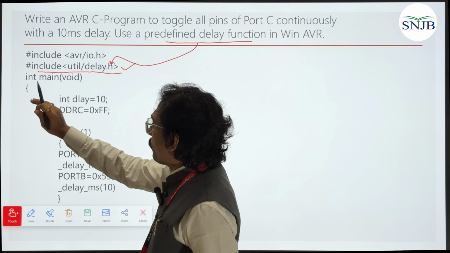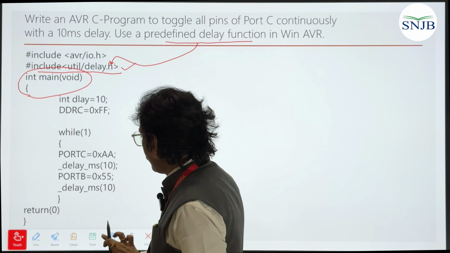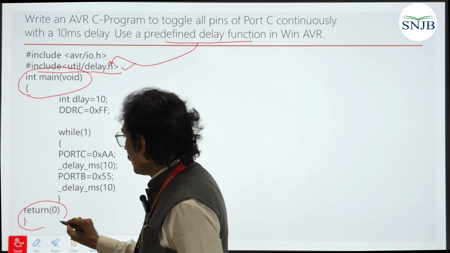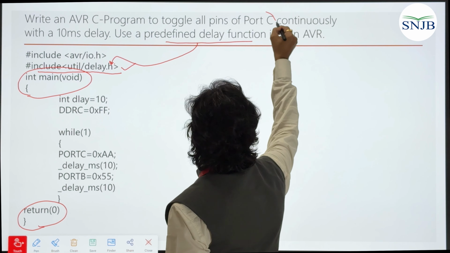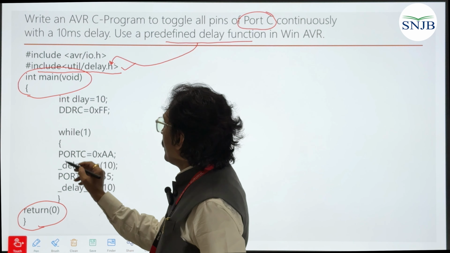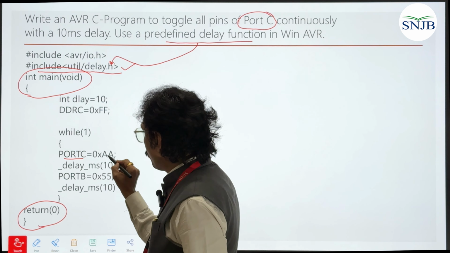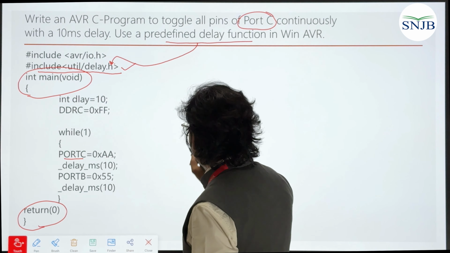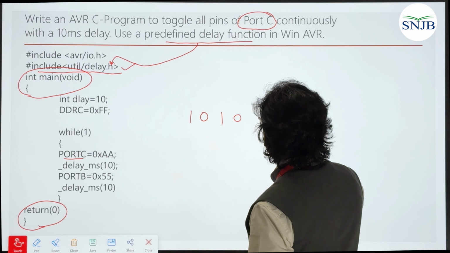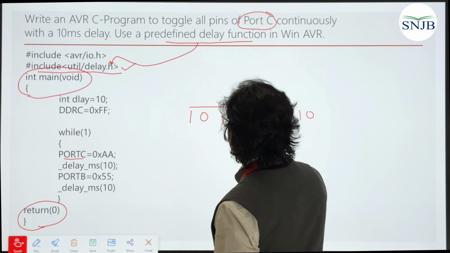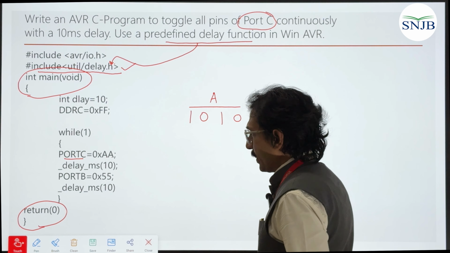So the rest of our program is the same. This is the same, then this is the same. Now what is changing? They have mentioned port C, that's why we have to define port C. We have to send the AA value. AA value means 10101010. These four define capital A, these four define capital A.